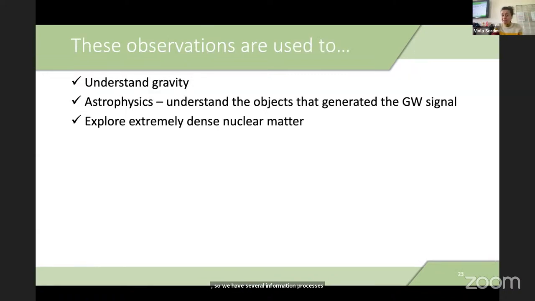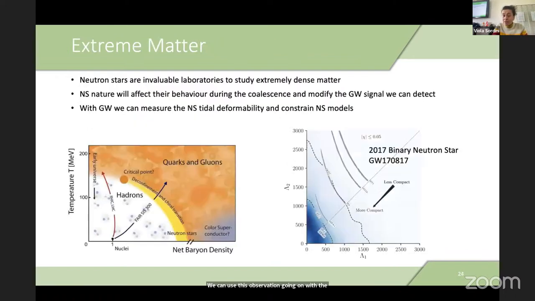We can use this observation to explore extremely dense nuclear matter. On the left is the phase diagram of hadronic matter, temperature versus density. We explore this diagram in many different laboratories on Earth, but it is very hard on Earth to test very high density and low temperature. This is something for which neutron stars are invaluable laboratories. We would be unable to do this in a laboratory on Earth.